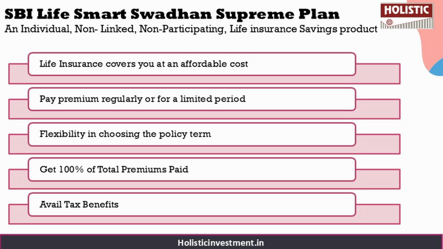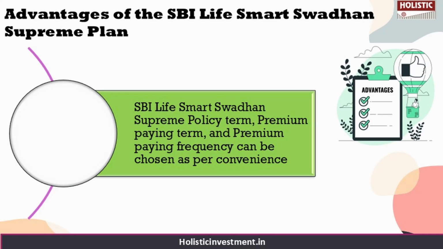There is flexibility in choosing the policy term from 10 years to 30 years, and you also get 100% of your total premiums paid as a maturity benefit. You also get to avail tax benefits as per the prevailing norms under the Income Tax Act of 1961. So these are some of the key features of the policy, and there are benefits like death benefit and maturity benefit. Now let us take a look at the advantages of investing in this policy.